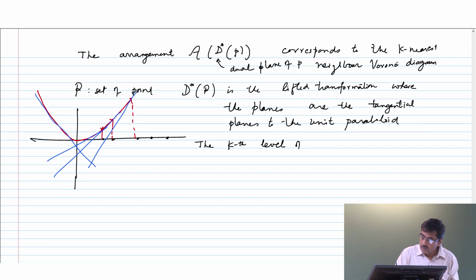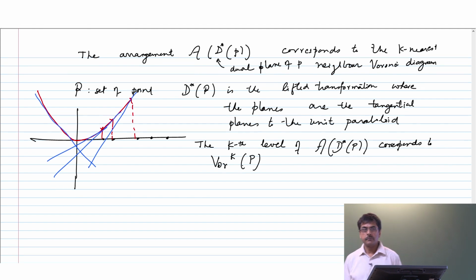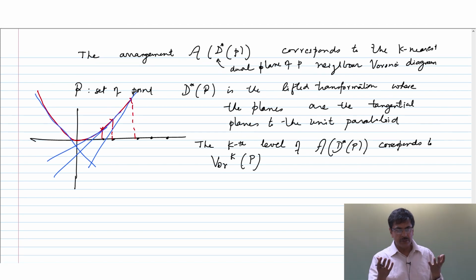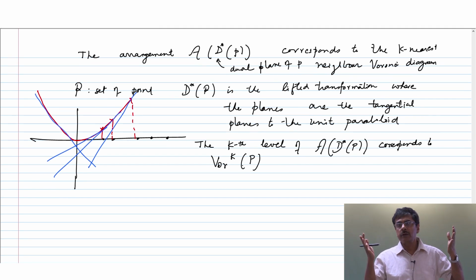level of P corresponds to Voronoi k of P. So again you have got something because of the dual transformation, or lifting transformation. The lifting transformation and dual transformation are very related actually. Right. So you don't have to design Voronoi diagram algorithms separately.